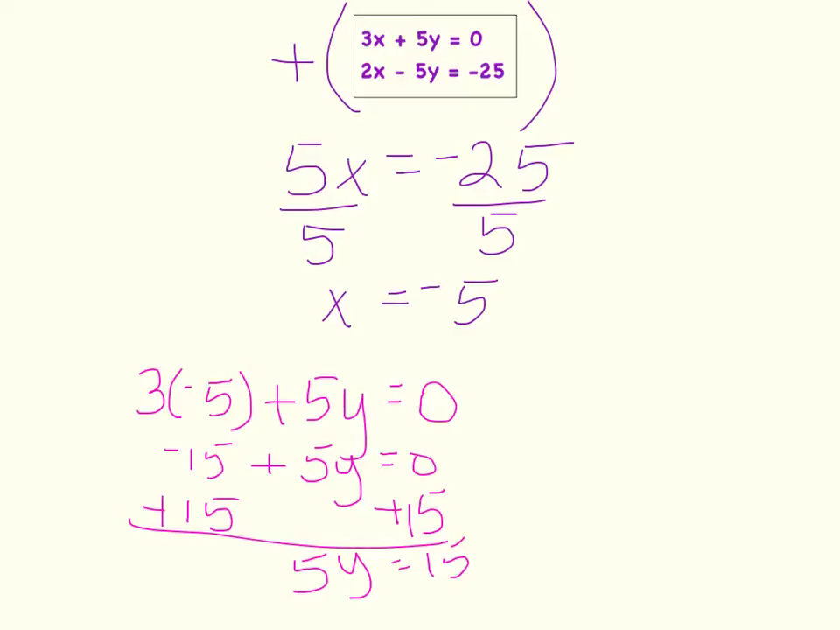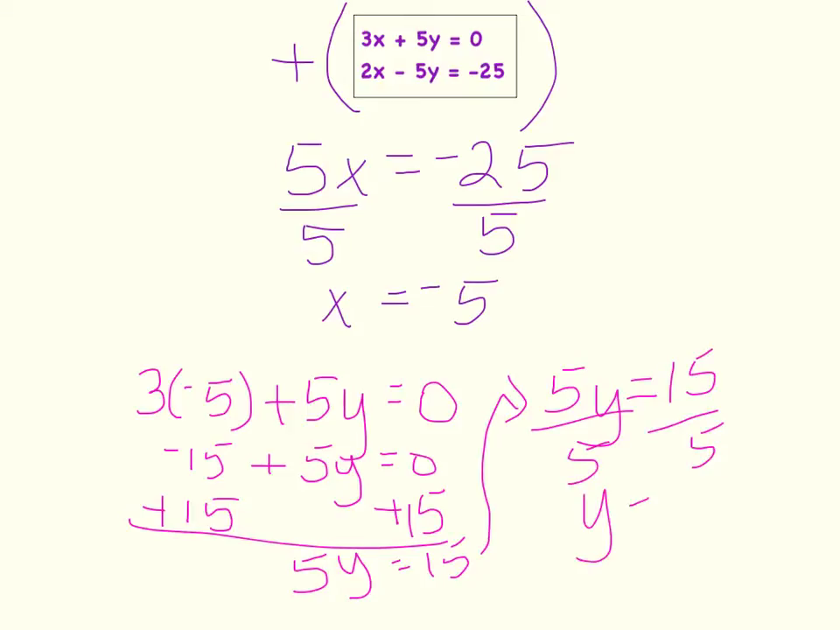Now all I have to do is divide each of the terms by 5. And so let me rewrite that right here. I have the 5y equals 15. And now I'm going to divide each side by 5 so that y equals 3.